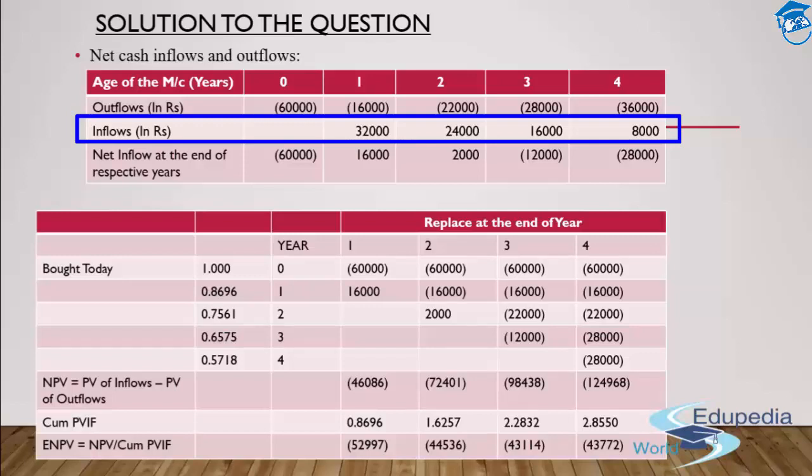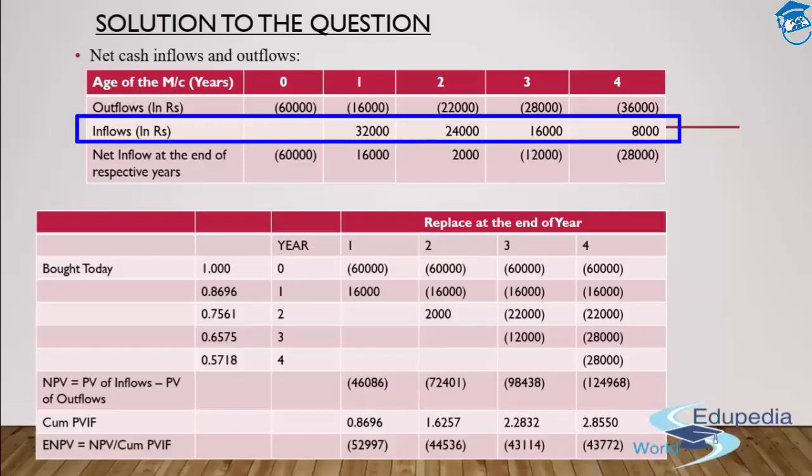Third year, if I'm willing to sell it in that third year and not in the first 2 years, I'll get a lesser amount as my scrap value. That's pretty obvious. So it's going to be 16,000. And in the fourth year, if I defer this decision of scrapping it till the last moment, I'll be able to receive just 8,000 rupees from the market. That is fourth year inflows.